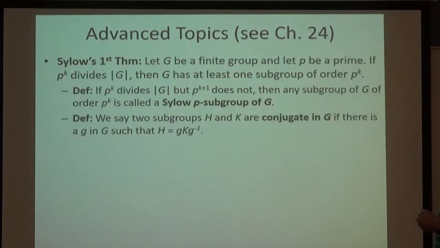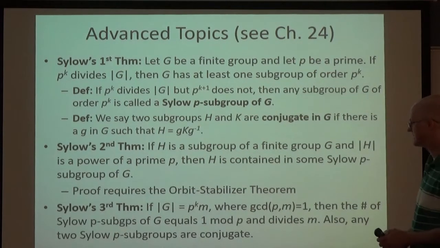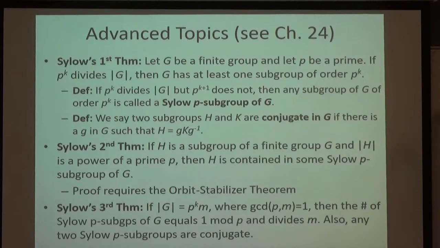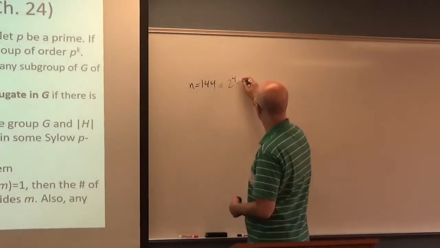Let me jump to Sylow's third theorem. Okay, so what does Sylow's third theorem say? We're going to look at an application of this. Actually, let's think of it in the context of a group of order 144 here initially, which we've already seen is 2 to the 4th times 3 squared.